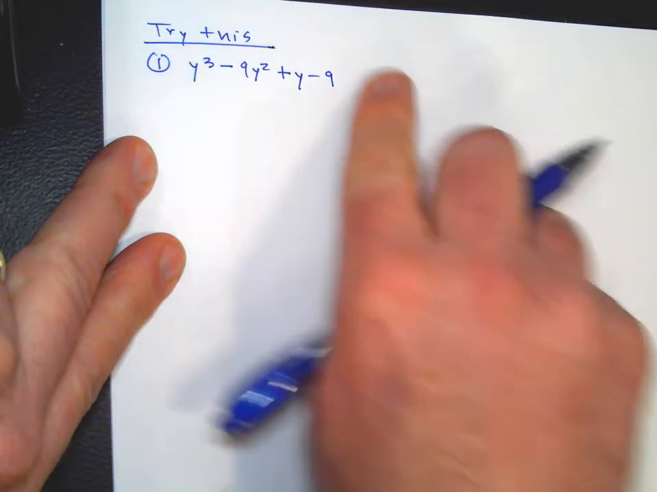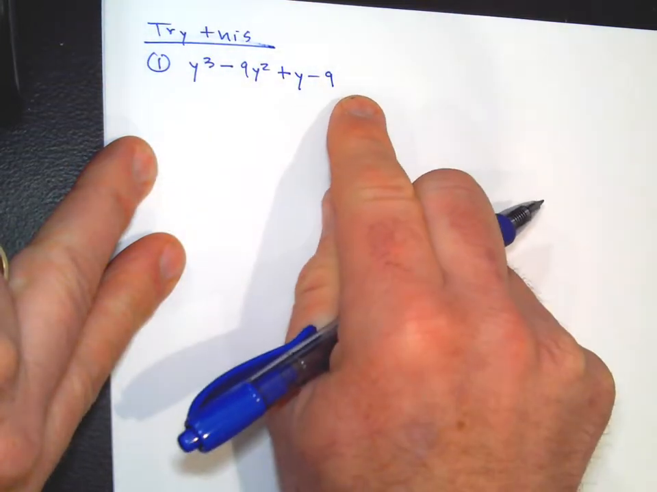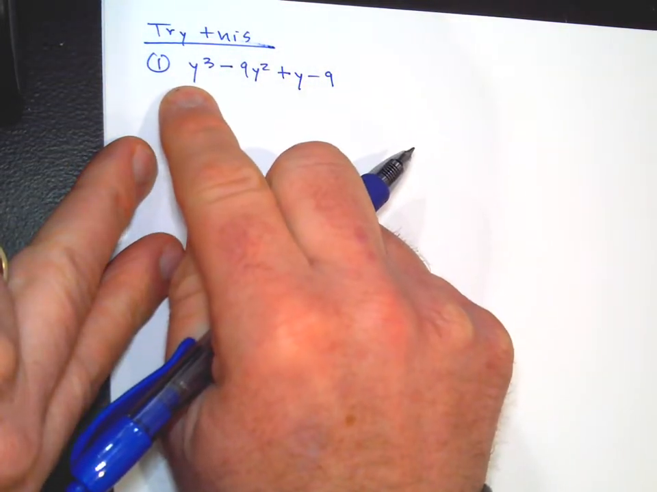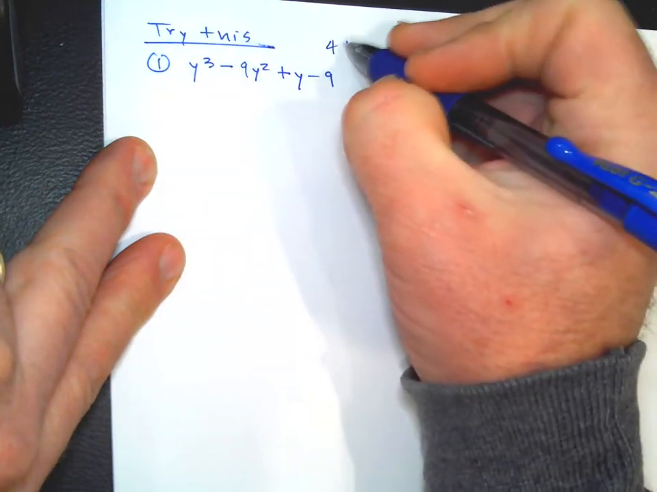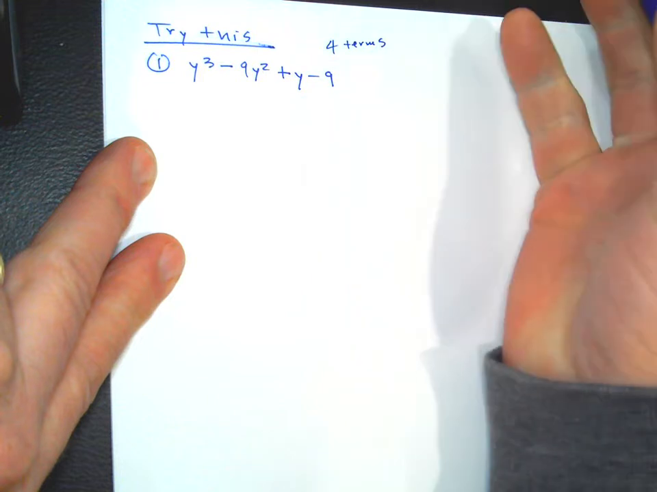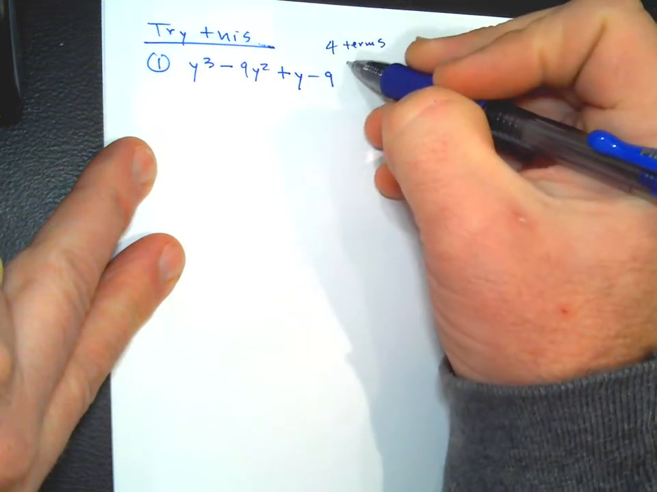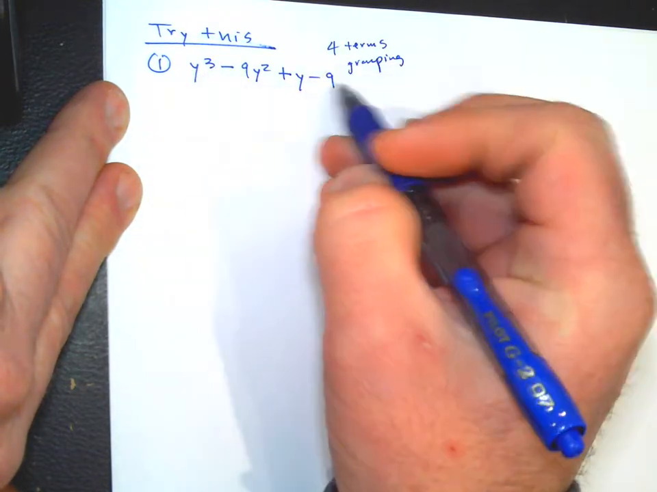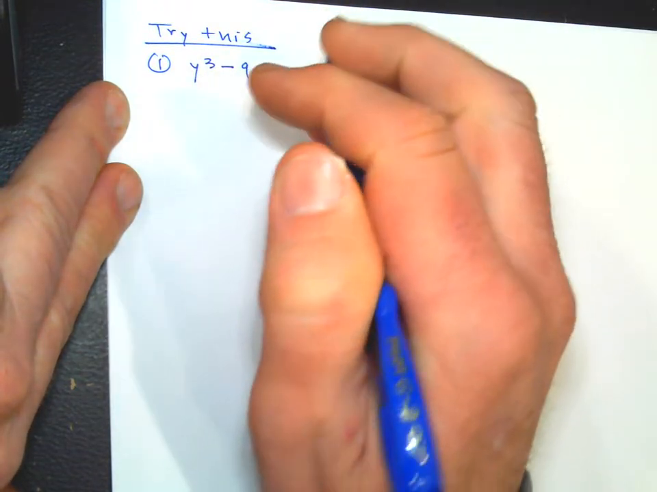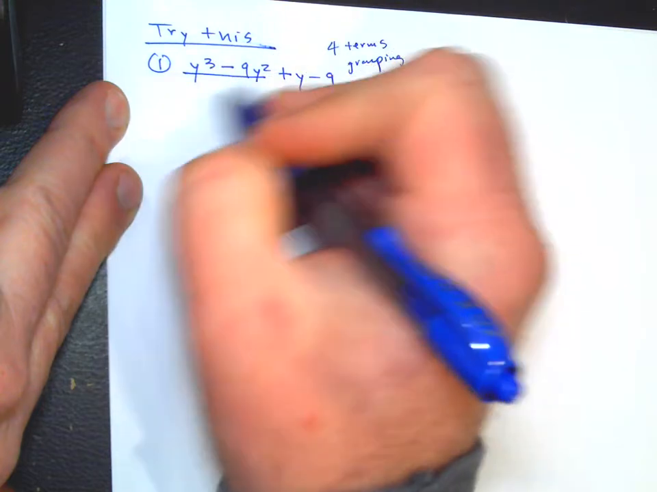Now, first thing I always look for is GCF. Is there anything we can divide out of all these other than 1? Nope. Okay. But it does have 4 terms. So with an even number of terms, we should try grouping. Now, is it in standard form? Highest power to lowest power? Yeah. Okay.